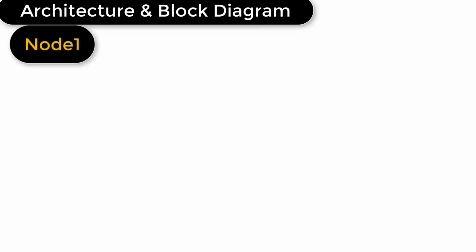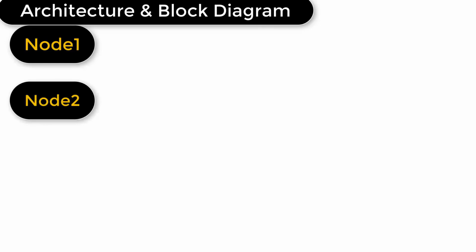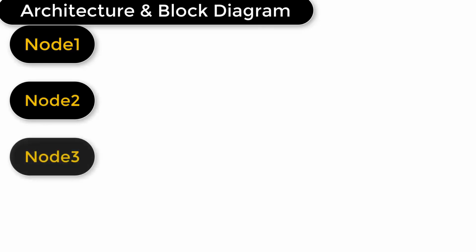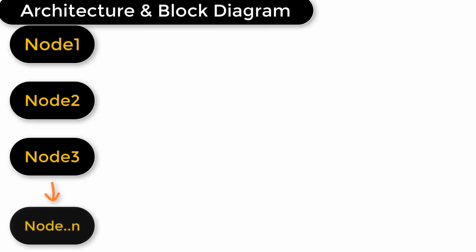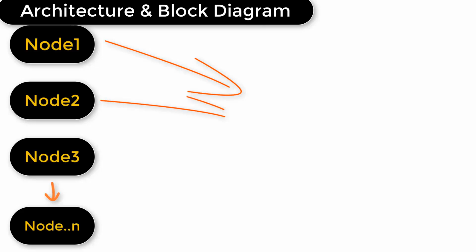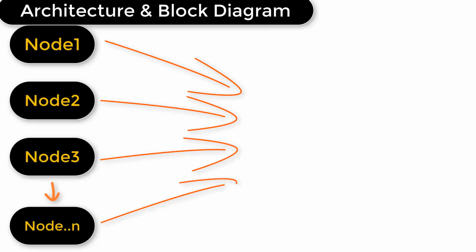Now, let us see the architecture and block diagram of this entire system. So we have multiple nodes. So the first node is node 1, and then we have node 2, and then we have node 3. Suppose we are using n number of nodes. Now, all these nodes are made using the common devices. Now, the common devices contains a microcontroller.